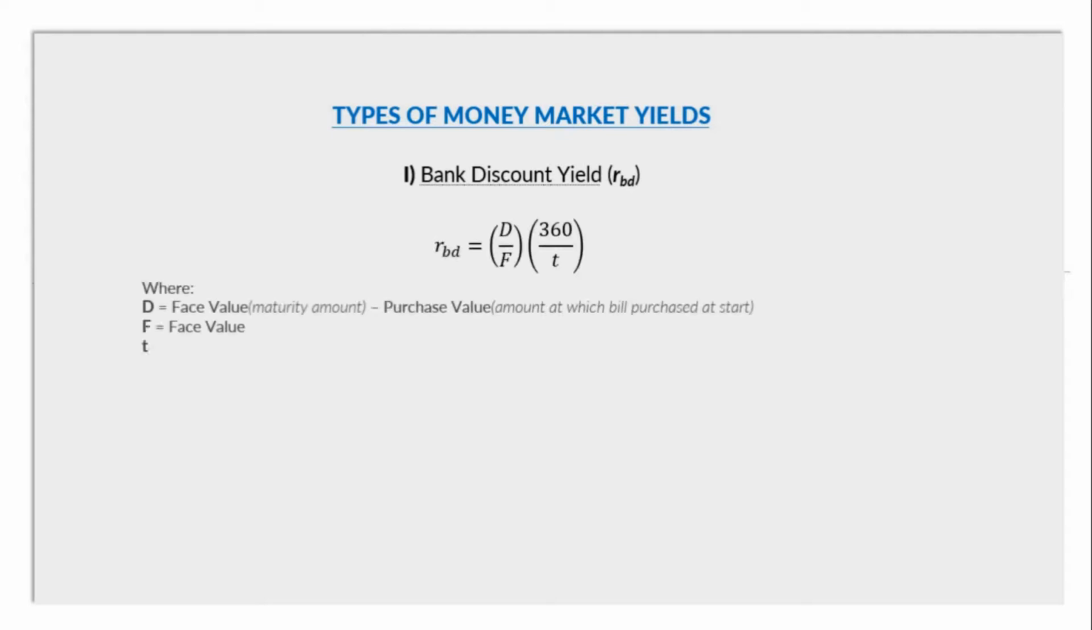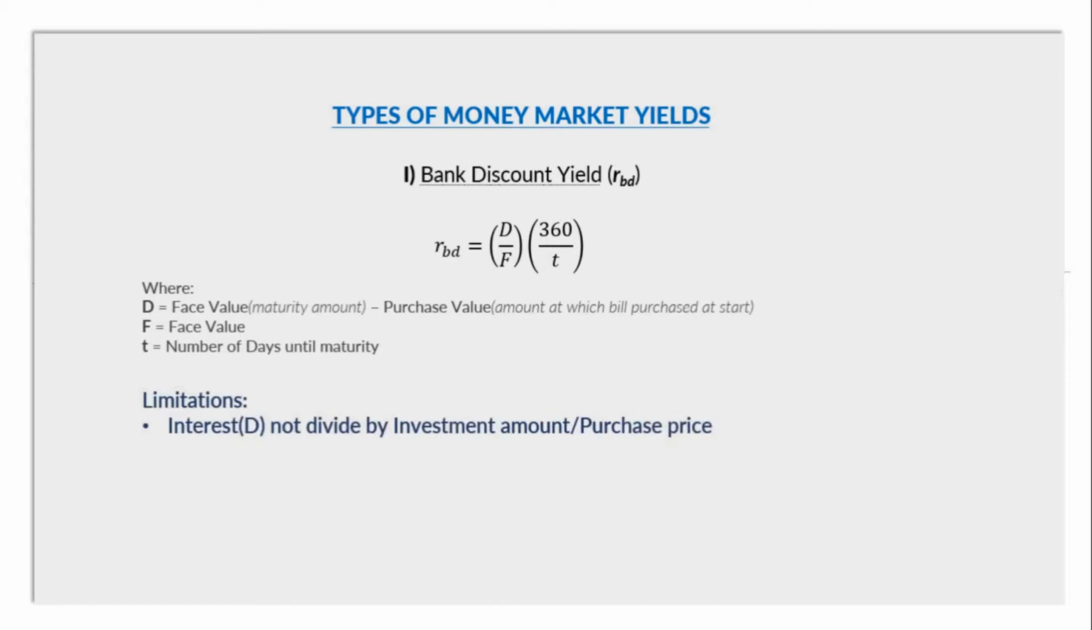So first comes the bank discount yield. It's calculated as D upon F into 360 upon T, where D is the face value minus the purchase value, which is actually the interest amount, F is the face value, and T is the number of days until maturity. But this bank discount yield has some limitations. Now what are these limitations?